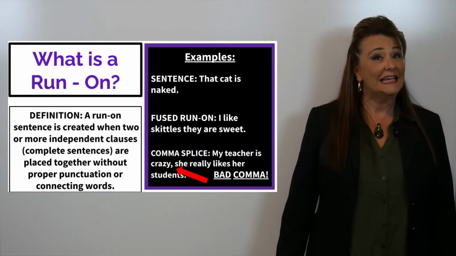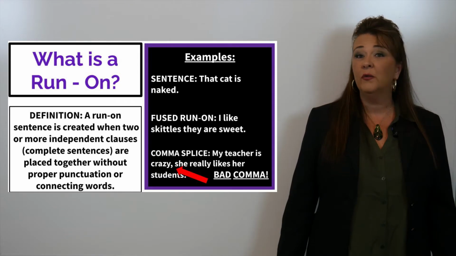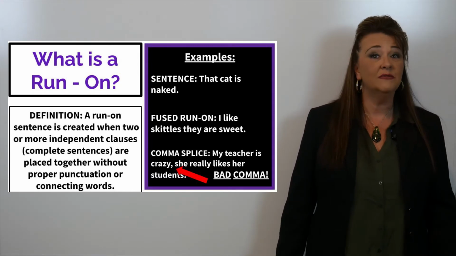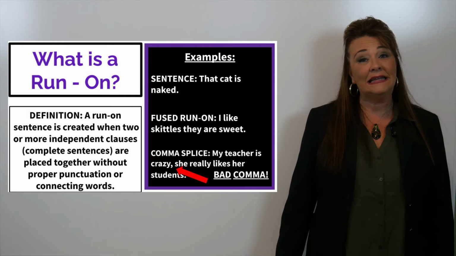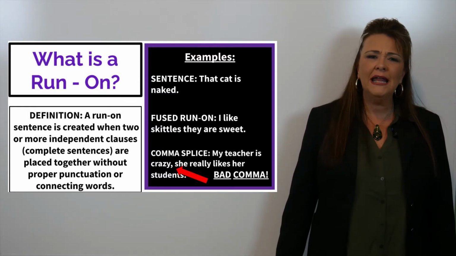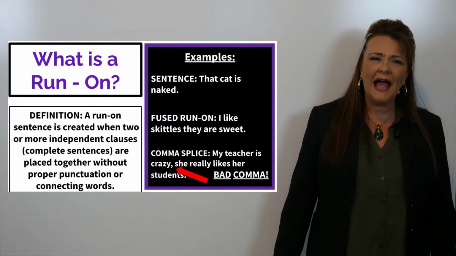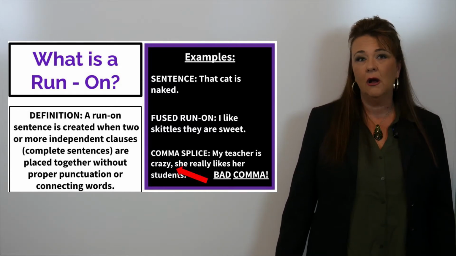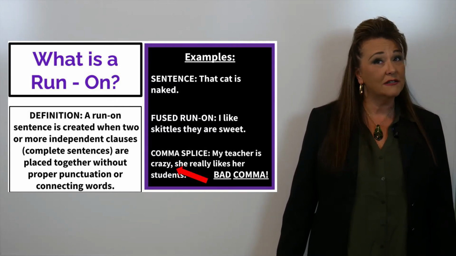So let's go ahead now and talk about what is a run-on. A run-on is a sentence that is created when 2 or sometimes more independent clauses, which are complete sentences, are placed together without proper punctuation or connecting words.